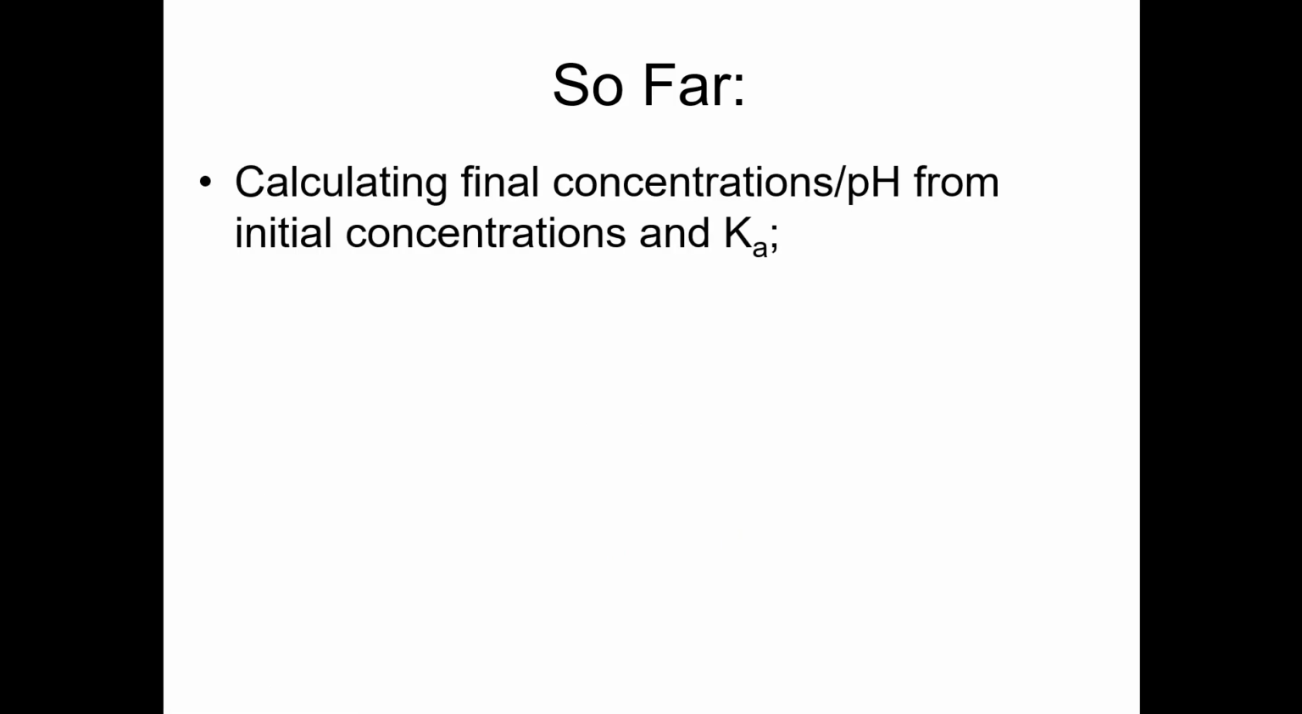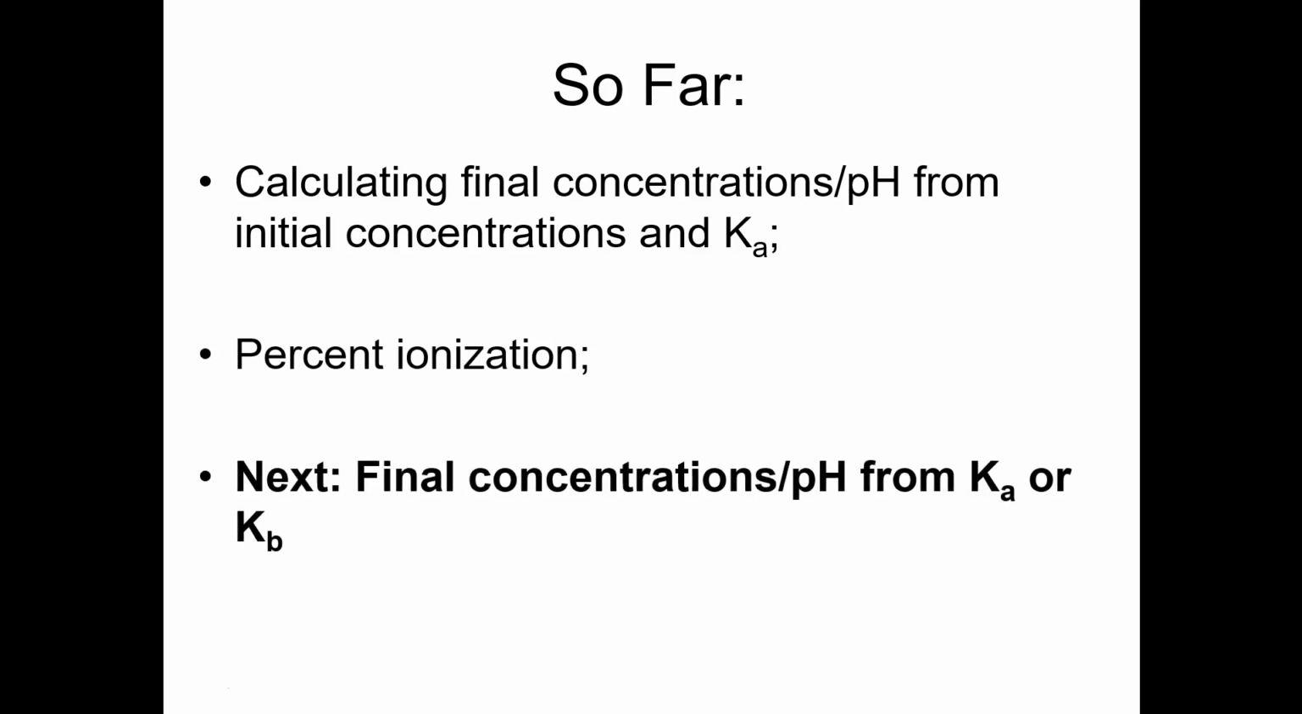And then we've done some practical applications of this in the video and also in class. I'm sorry, I've got this backwards. Calculating Ka given initial concentrations and one final concentration, and therefore from there percent ionization. So I'll back up. What we've done so far is calculate Ka if we know the initial concentrations and one final concentration, or the pH. We've talked about percent ionization.